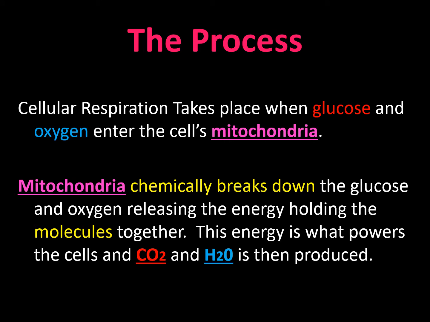So the process here is the complete opposite. We take our glucose and we take our oxygen, and it enters the cell's mitochondria, the powerhouse of the cell. In that mitochondria, which is an organelle in a cell, cells made of organelles, they chemically break down the glucose and oxygen, releasing the energy holding the molecules together. This energy is what powers our cells. You're made of trillions upon trillions of cells right now. Because of your cells, mitochondria, and the glucose and oxygen it needs, it allows your cells to function correctly.